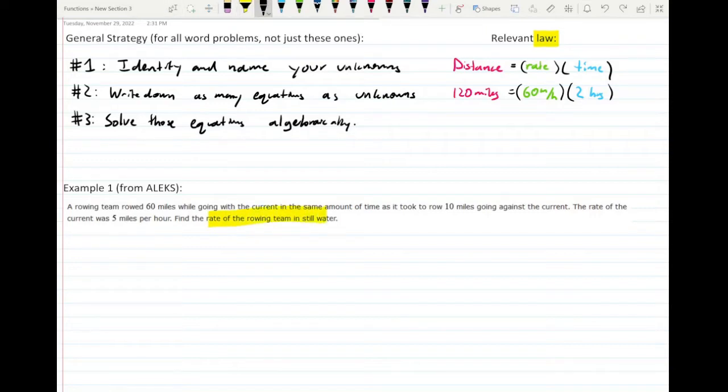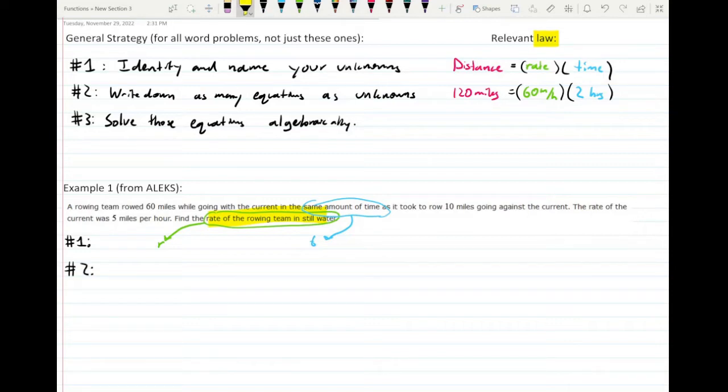So, step 1, we identify our unknowns. Our two unknowns in this problem are this rate of the rowing team in still water and this time that it took to row 10 miles against the current or 60 miles with the current. Let's name our first unknown R and name our second unknown T. Since we've got two unknowns, we're going to need two equations to have enough information to solve them.